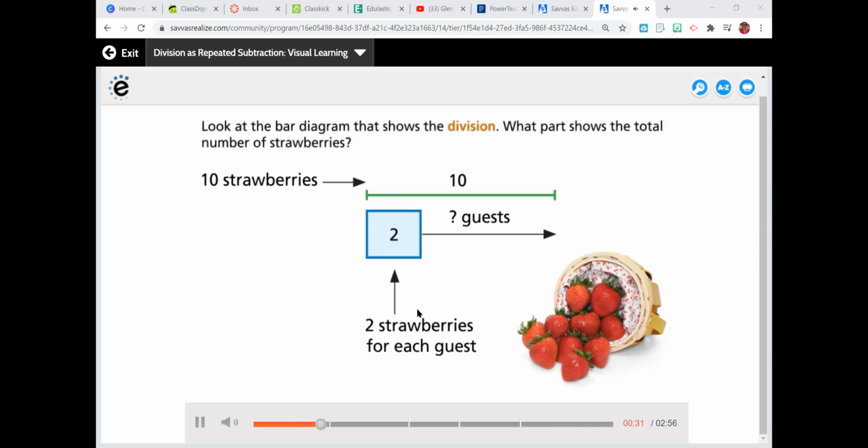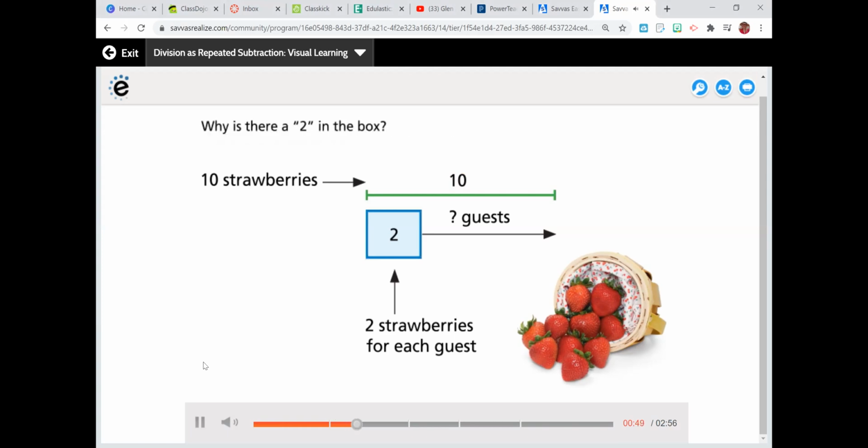Look at the bar diagram that shows the division. What part shows the total number of strawberries? Does the bottom part or the top part show the total amount of strawberries? Circle on your page which shows the total amount of strawberries. The line above the bar shows the total. There are a total of 10 strawberries.